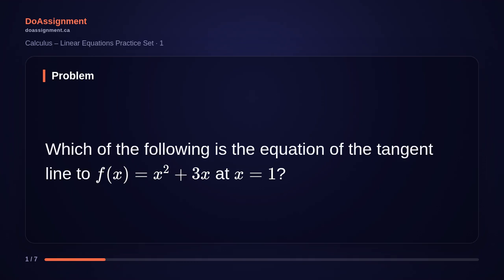Which of the following is the equation of the tangent line to f of x equals x squared plus 3x at x equals 1? Now let us work through the solution step by step.